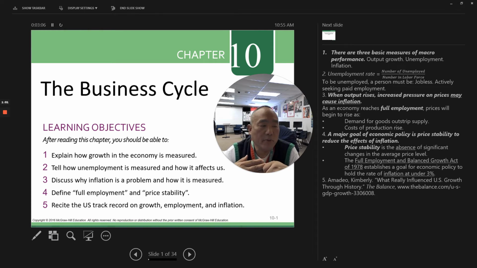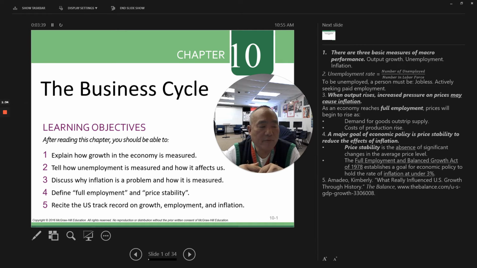Learning objective number 3, discuss why inflation is a problem and how it is measured. Inflation is measured by the Consumer Price Index, and it is an indication of the costs for a basket of goods. And so we'll either see prices increase or decrease over time, and that is the measure of inflation.